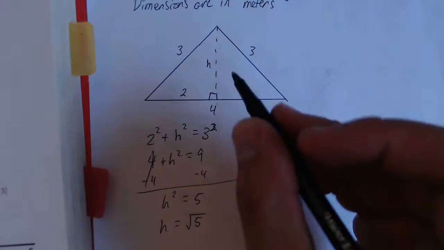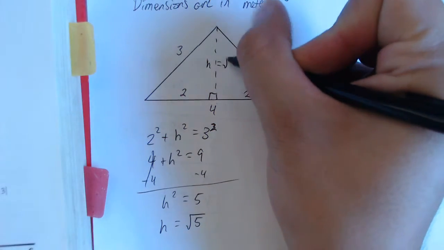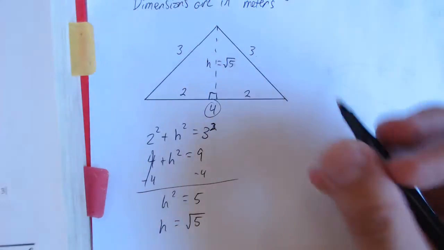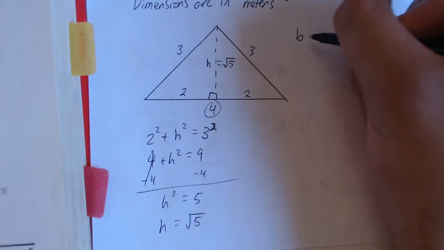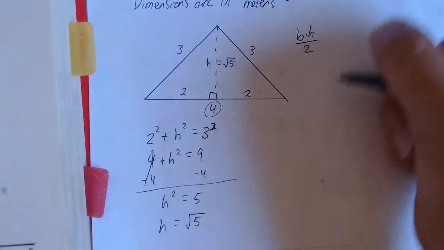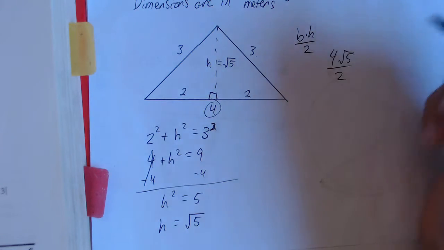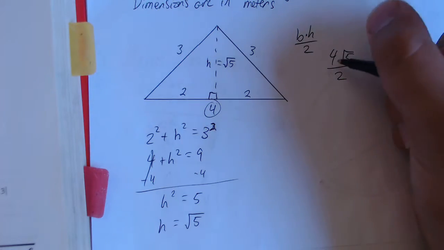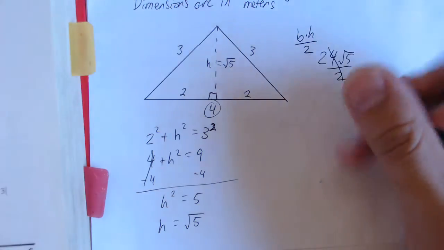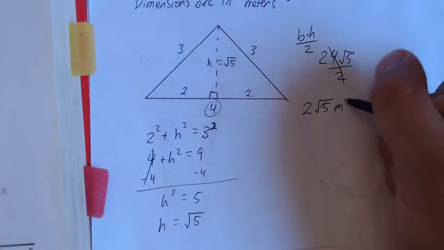Now we can find the area of our triangle. If the height equals square root of 5, all we have to do is take the base of 4, multiply it by the height, and then divide that by 2. So we'll take 4 times square root of 5 over 2, and then we can simplify this by canceling the 4 and the 2, and that just becomes 2. So the area of our triangle is just 2 times the square root of 5 meters squared.